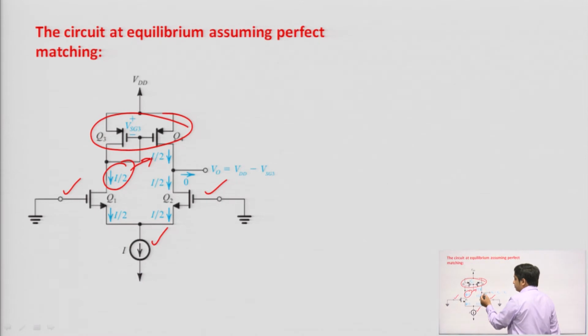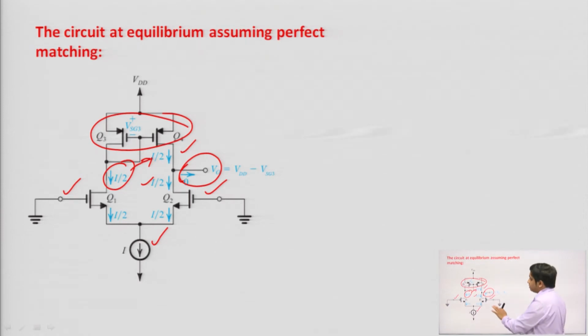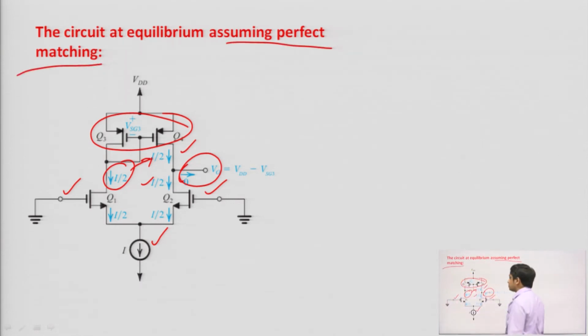So, ultimately what we are getting at the output, the current is 0. You can see that from Q2 transistor I by 2 current is flowing, and from Q4 transistor I by 2 is flowing. So, at the output we are not getting any current, when this circuit is at equilibrium, obviously assuming perfect matching. Perfect matching means Q1 and Q2 are perfectly matched: the threshold voltage, mu and Cox are the same for Q1 and Q2 transistors, fine.